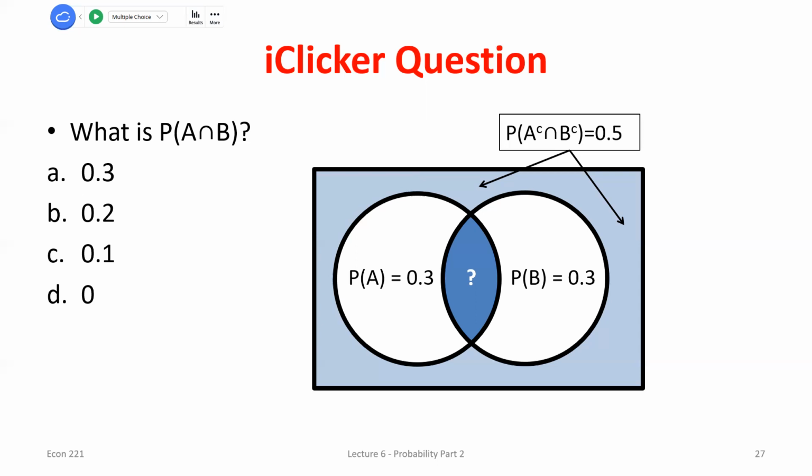That's the probability that I'm in either one of these circles. I could be just in A, just in B, or it could be in both, right? But it has to be in one of them. Okay.